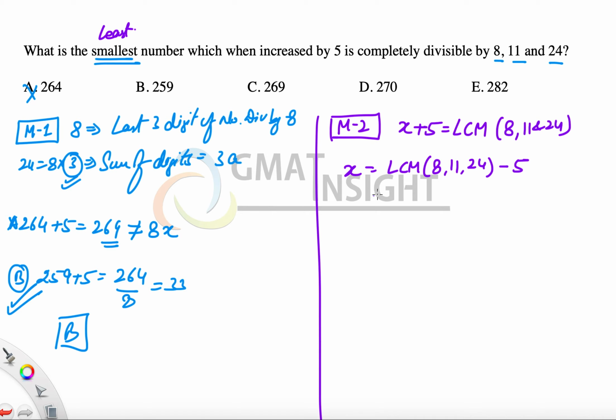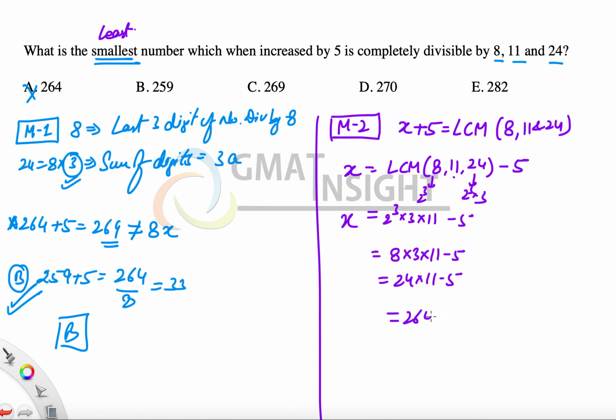If you find out the LCM of 8, 11 and 24, I think we should quickly get into the prime factorization. 8 is 2 cube, 11 is 11, 24 is 2 cube times 3. So the LCM becomes 2 cube times 3 times 11, minus 5. If you simplify this further, 8 into 3 into 11 minus 5, which is 24 times 11 minus 5, it comes out to be 264 minus 5. So the value of x becomes 259. That's the mathematical way of getting the answer.